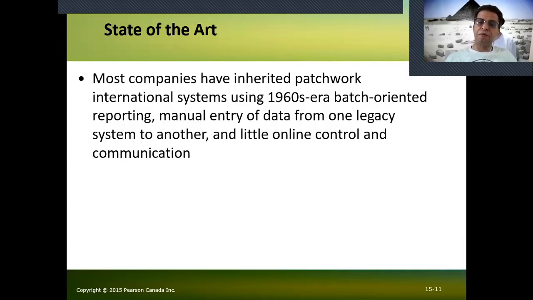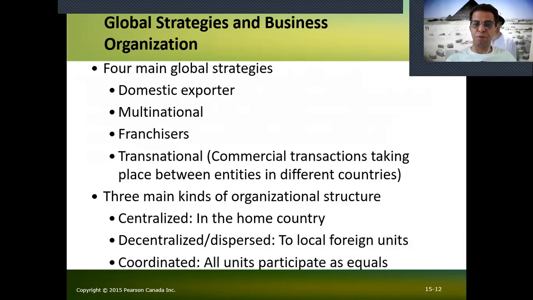Most companies have inherited batch-work international systems using 1960s-era batch-oriented reporting. It's manual entry of data from one legacy system to another, with little online control and communication. There's no centralized data entry, for example, or upgrade.